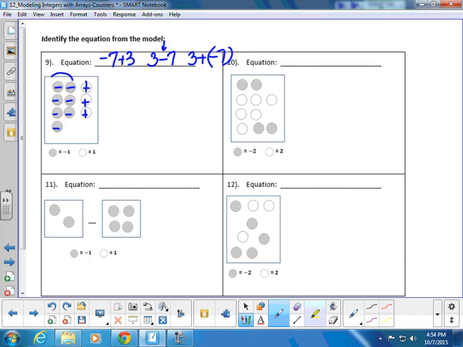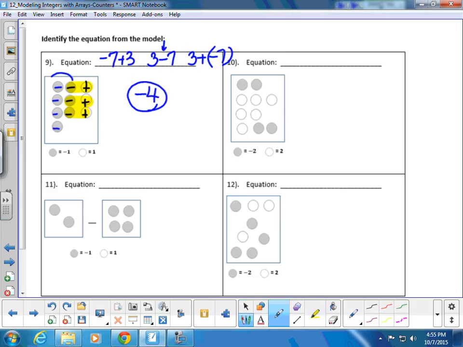Then if we were to go ahead and solve that problem, let's identify our 0 pairs. If we identify our 0 pairs, we're left with 4 negatives, so our answer to that problem would be a -4. You may see it both ways, where they're asking just for the equation or they're asking you to solve it.